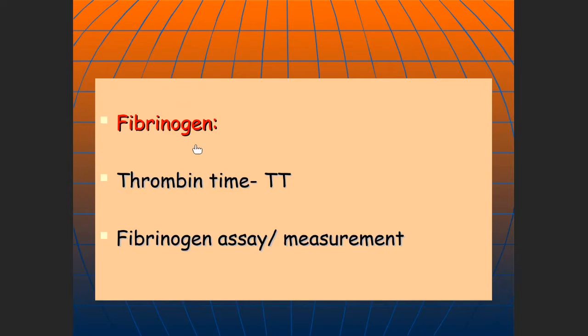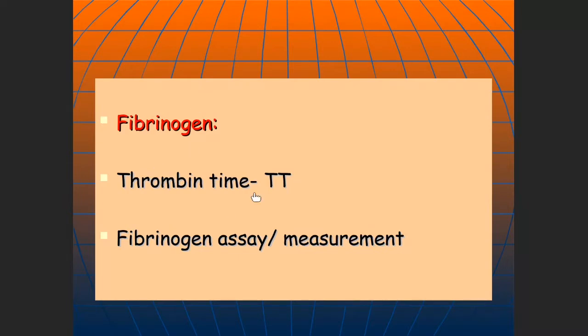For fibrinogen, we do thrombin time, and we measure the level of fibrinogen assay or measurement. By the thrombin time, we mean the time taken for thrombin to convert fibrinogen into fibrin. We take thrombin as a reagent, add it to plasma, and measure the time it takes for the clot to form. Okay, thrombin time is a test for fibrinogen. If it is normal, then fibrinogen is normal.